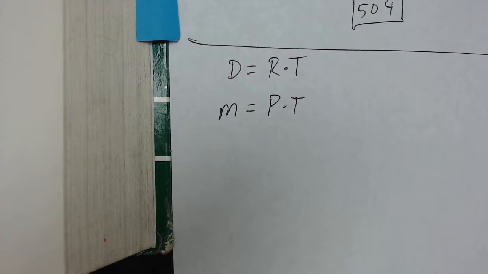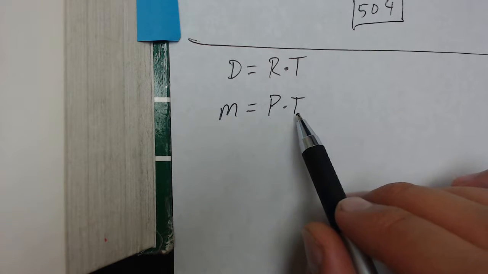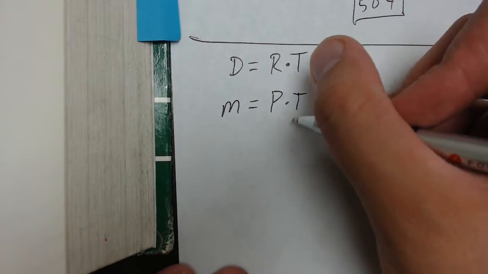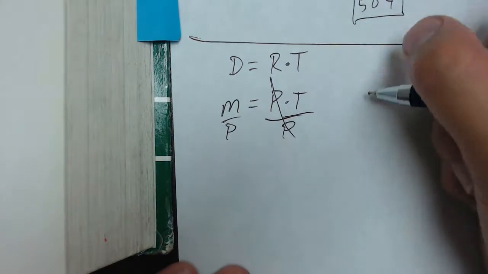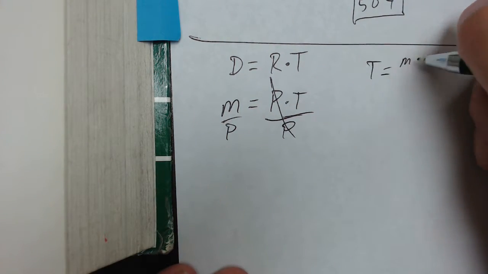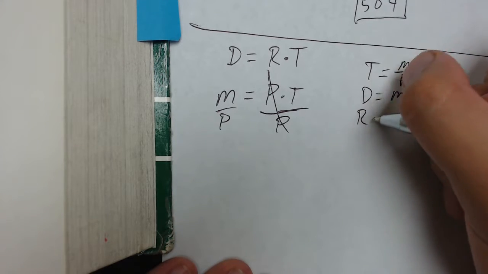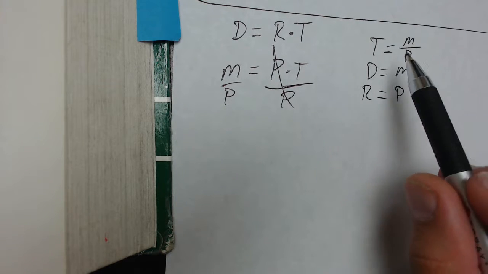Now, how fast should the train have traveled to arrive on time? So, what we need to do is solve for time here, since we don't know what time is. And we can express time in terms of m and p. So if we want to solve for time, just divide each side by p. So voila, time equals m over p. And we can say distance equals m, and rate equals p. So what we need to do is find a new rate.